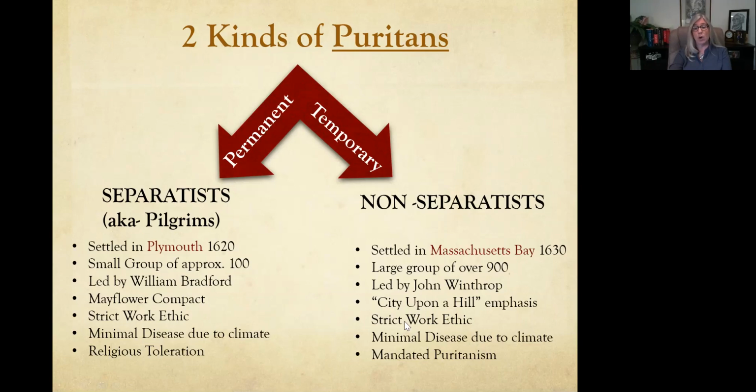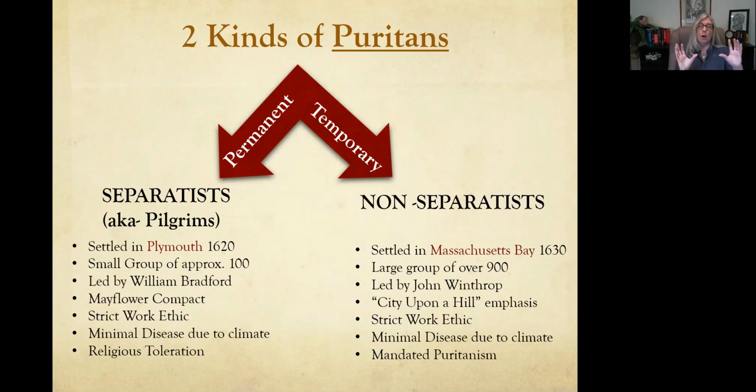Again, very, very strict work ethic. If you were not willing to work hard and make this community successful, you were going to be sent away, because any sort of detraction from the overall success of the colony was not going to be tolerated. And there's no religious toleration in Massachusetts Bay. If you were not following the Puritan guidelines to the letter, you were going to be sent away.